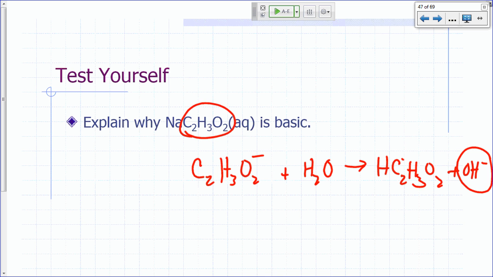So the way you would explain this, if you went to the lab and measured the pH of this salt, you'll find it's basic. Okay? And so the way you would explain it is by saying, okay, the negative ion here, the anion, is a conjugate base of a weak acid, so that will react with water to give you hydroxide. And that makes it basic. That's how you explain basic salts.